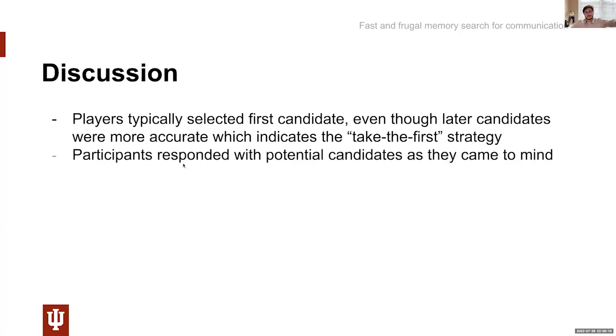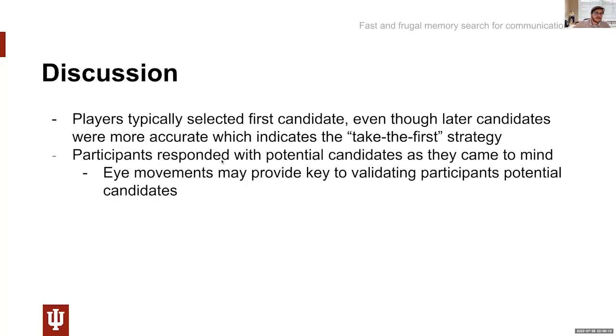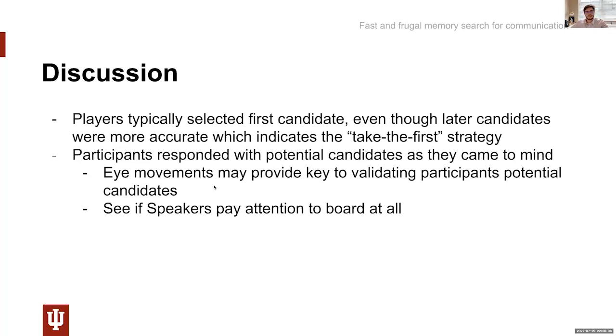So the participants responded with potential candidates as they came to mind, and we want to understand whether this was the true candidate that they were thinking of or not. We want to understand through some sort of eye movement tracker if this might provide a key to validating the participants' potential candidates. For example, they could be looking at a certain word on the board, but actually choose to select something else, based on taking a step back and looking at the board to see if this is actually true.